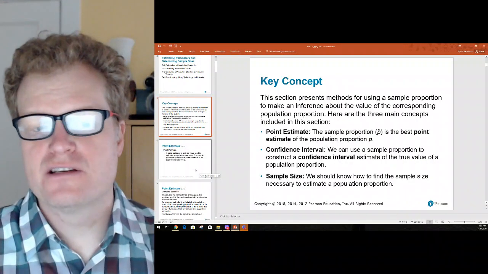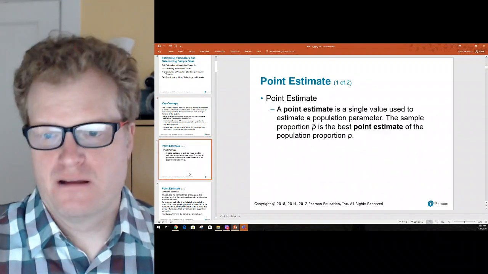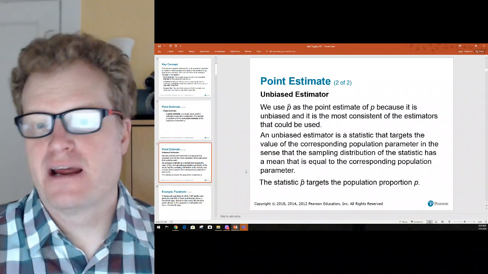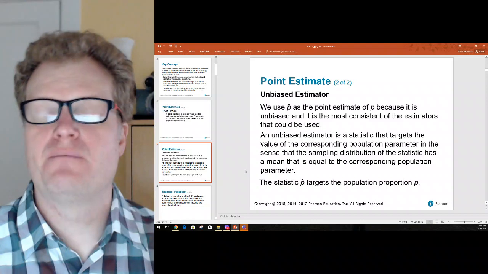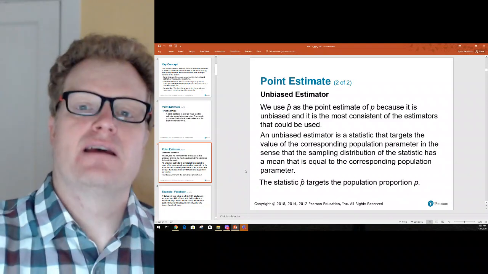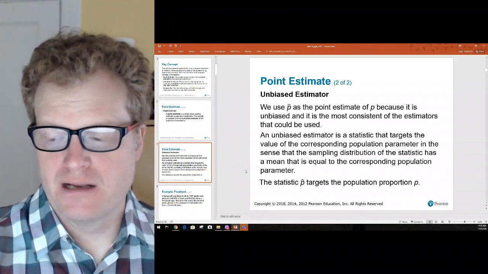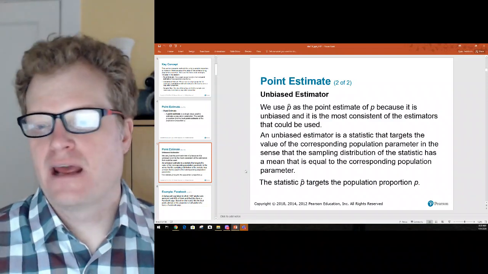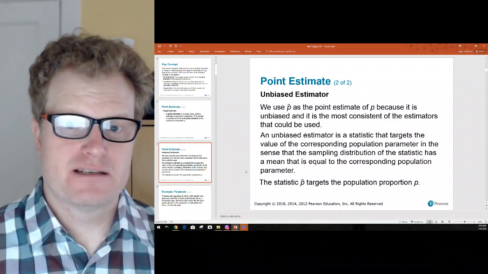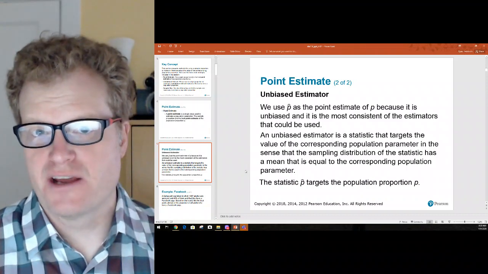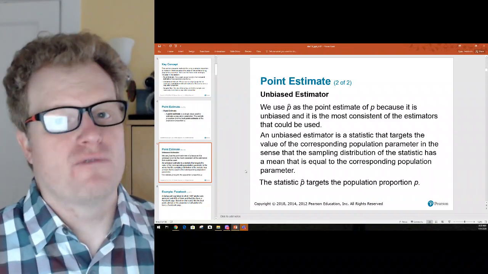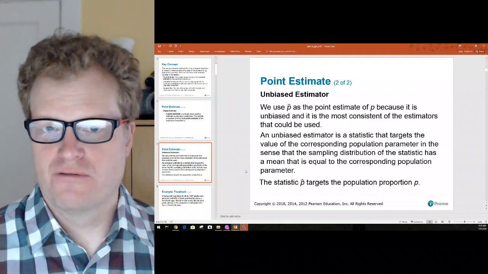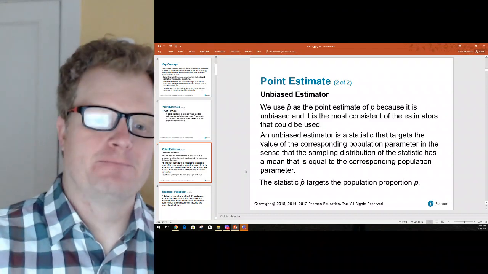Now we can do this for a proportion because it is an unbiased estimator. We learned about biased and unbiased estimators in the last chapter. And remember that proportion, the mean, and the variance are unbiased estimators, whereas the standard deviation, the median, and the range, those are biased estimators. So remember, we're using unbiased estimators here.